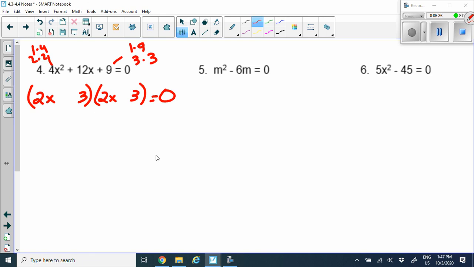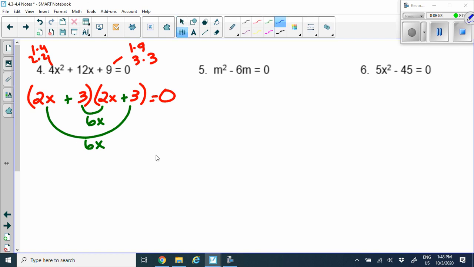This is where we do our guess and check method. So I'm going to multiply the inner, so 3 times 2x gives me 6x, and 2x times 3 once again. So if I add or subtract that 6x and 6x, can I get 12x? Yes. If these are positive, both of them, that works.